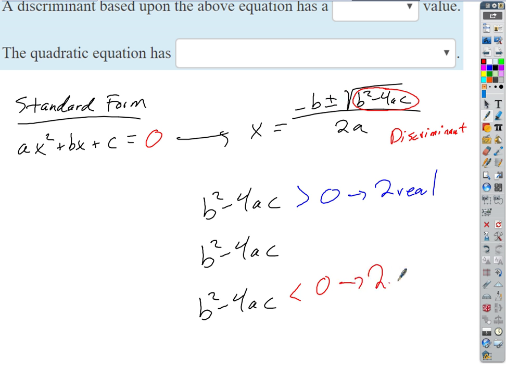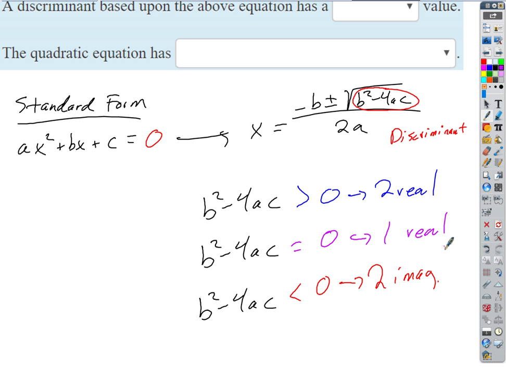And then in the middle, if the discriminant equals 0, I'm getting negative b plus the square root of 0, which is just 0, right? So negative b plus 0 or negative b minus 0 on the top. Well, that's the same thing. It's just negative b, right? So I'm only getting back one real solution.